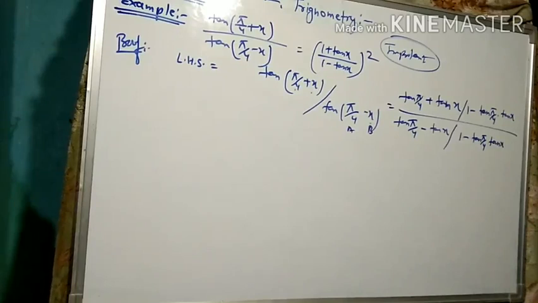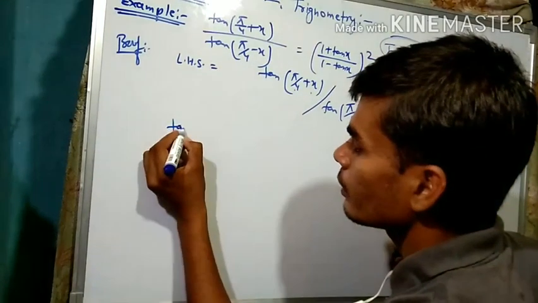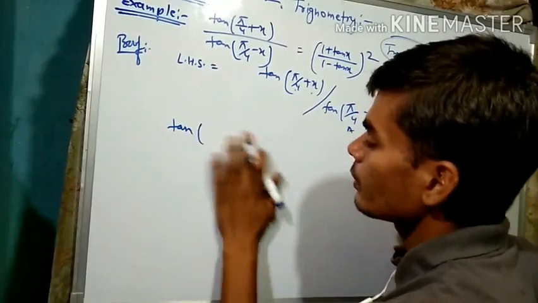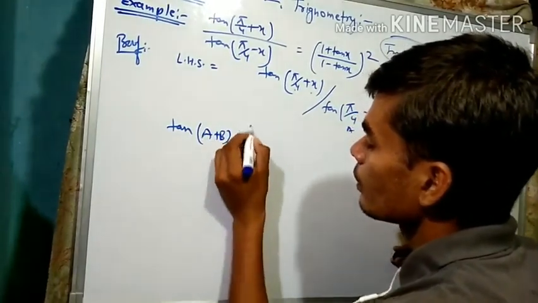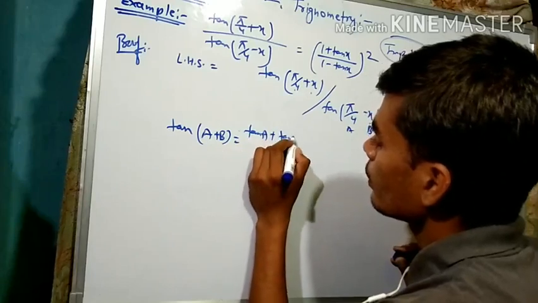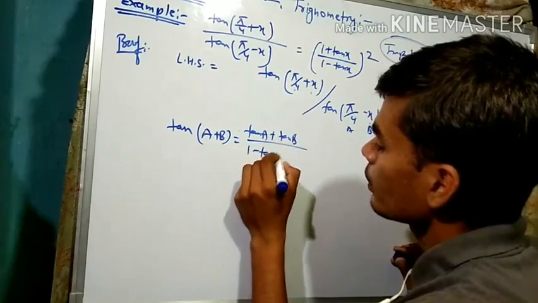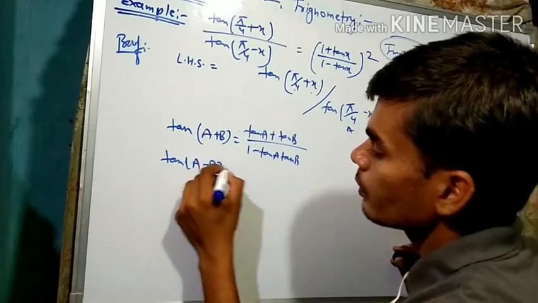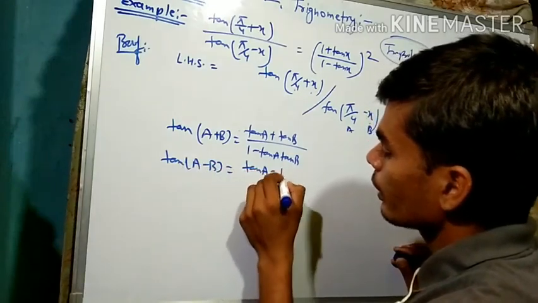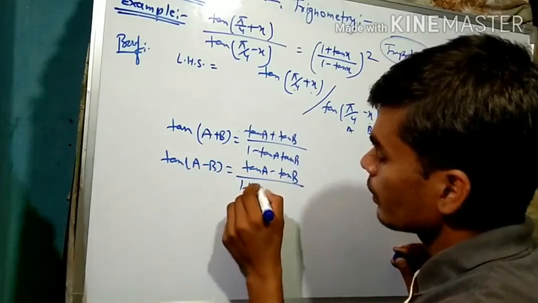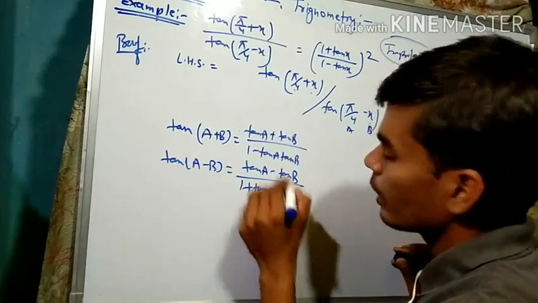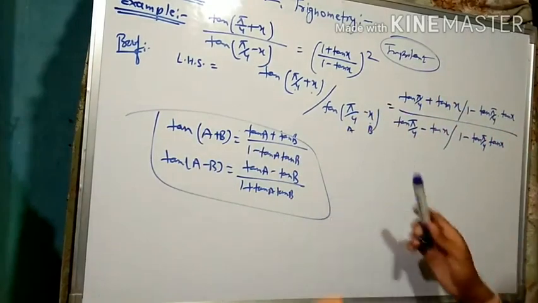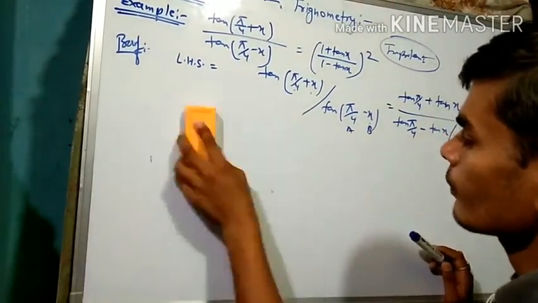Hope you are clear. I write this for you to remember. We studied a plus b: tan a plus tan b upon 1 minus tan a into tan b, and we also studied a minus b in a previous video: tan a minus tan b upon 1 plus tan a into tan b. These formulas are used in this step. So you have to remember them.